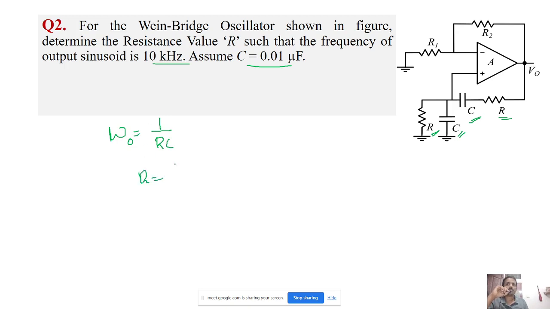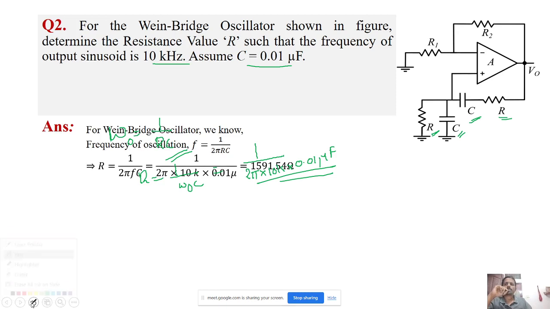So R will be equal to 1 by omega naught C. What is omega naught? 2 pi into the frequency of oscillation. So 2 pi into 10k, and capacitance value is 0.01 microfarad. We just need to substitute for the frequency. We already know for standard Wien bridge oscillator it is 1 by RC. Just need to substitute that, and we will get the resistance R. So that's the question here.